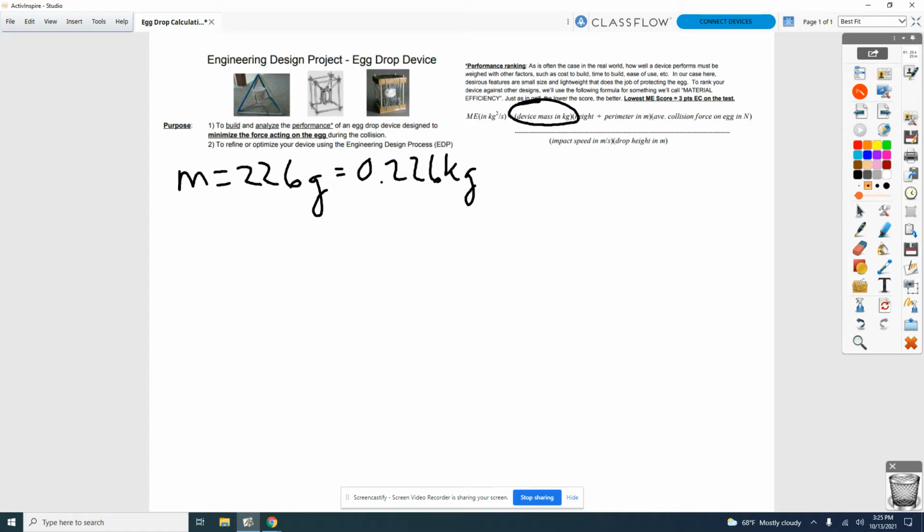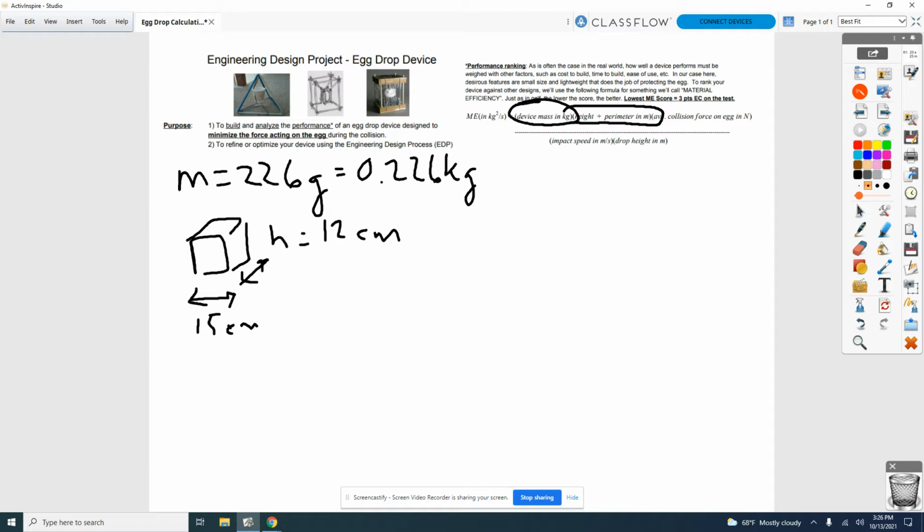The egg drop device that I created is very box-like. It had a height of about 12 centimeters, and each of the sides was about 15 centimeters in length. So in this equation up here, I need the height plus the perimeter, and I need to put those in meters. So the height would be 0.12 meters, and the perimeter would be the sum of the length, the width, the length, the width. That'd be 15 times 4, so that'd be 60 centimeters, or in meters, 0.6 meters. Okay, so height and perimeter is needed there, as well as the mass in kilograms.